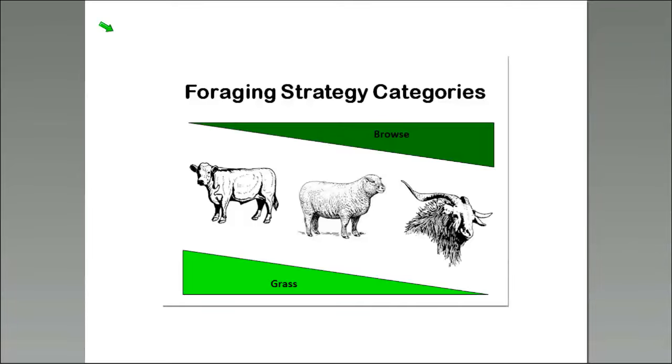So we can break our livestock and our wildlife down then into some different forage strategy categories based on how much grass versus browse that they consume. So if we look at some of our primary livestock species here, cattle, sheep, and goats, cattle are going to be more on the grass grazing end of that spectrum. Sheep are going to be more intermediate. Goats are going to be more on the browsing side.